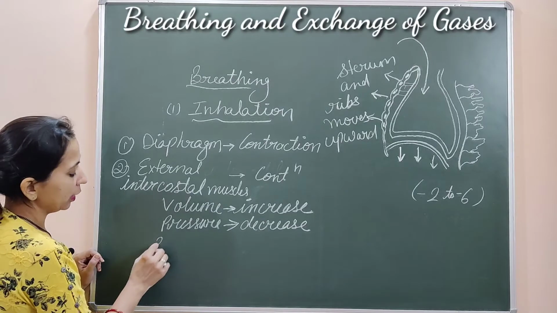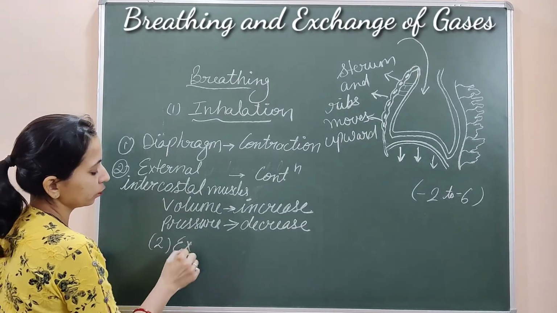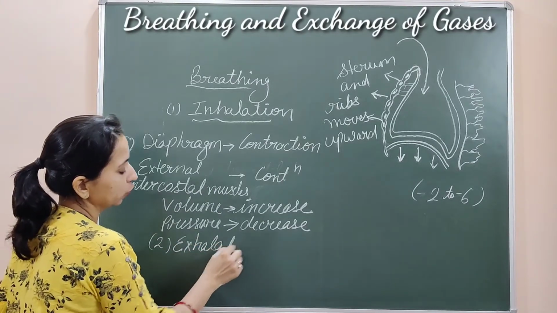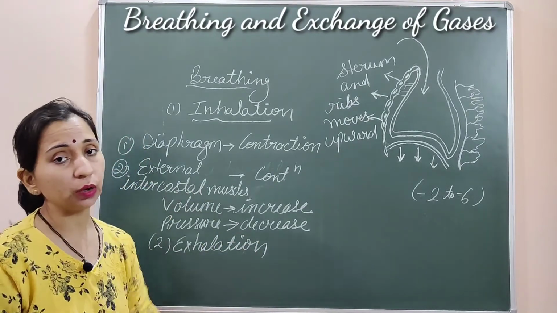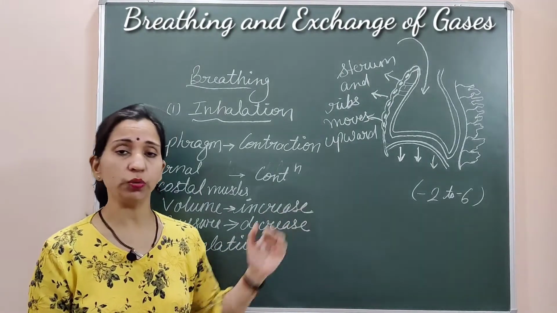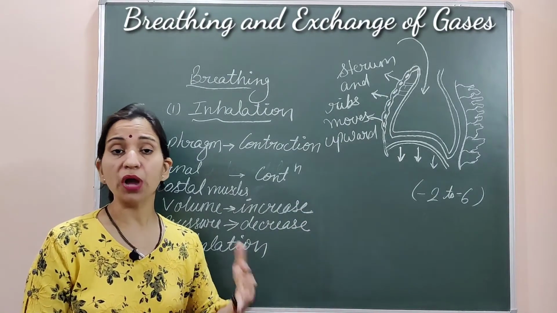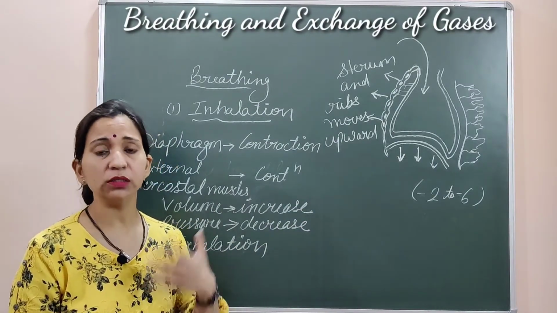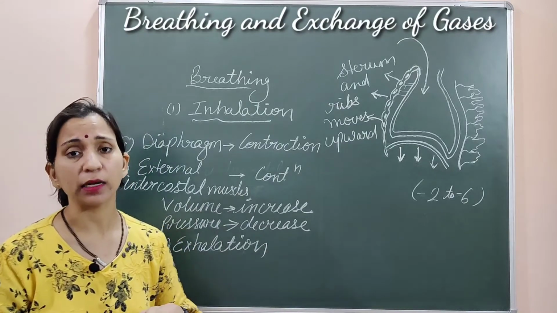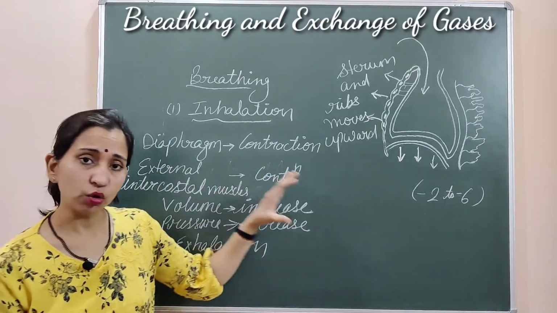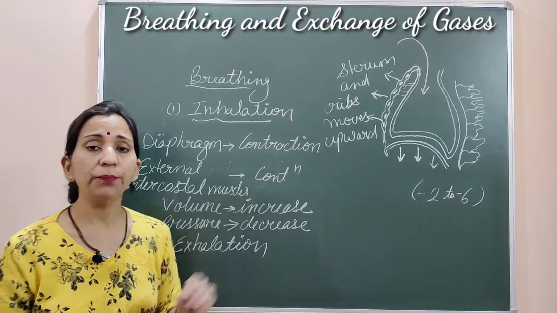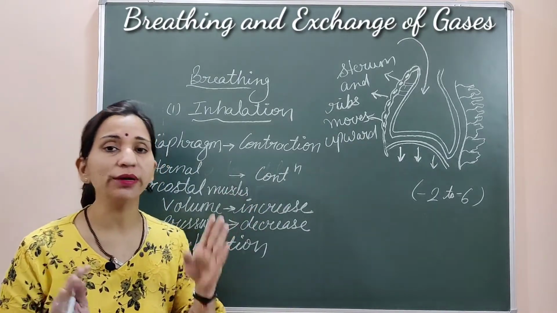Second process is the exhalation. Now let's see what happens during the exhalation. This is the process in which air is moved out from the alveoli. The air is moved out into the atmosphere. During exhalation, these muscles which were contracting now become relaxed. They will show the relaxation.